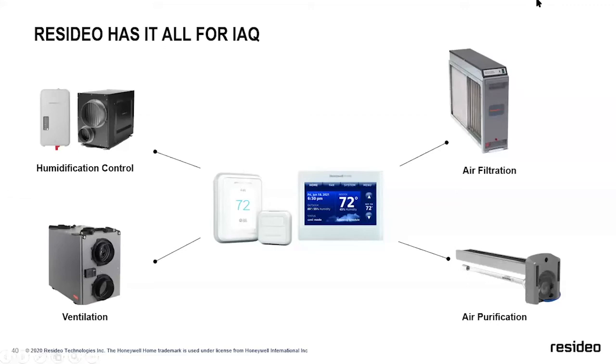When it comes to IAQ, we have 4 different pillars, and Resideo has it all in regards to the portfolios to support those pillars. The pillars would include humidification control, whether you're trying to add moisture to the air or remove it. So that'd be a humidifier or a dehumidifier. We also have ventilation. So ERV, outside air damper, maybe it's a bath fan timer. And moving to the bottom right of the screen, we have air purification, which would be our UV lights. And then the top left is air filtration, whether it be a media air cleaner or electronic air cleaner. And then tying it all together is our controls.